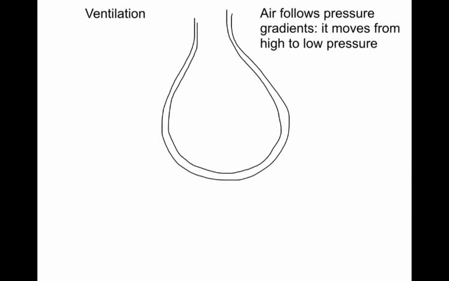Ventilation is the movement of air between the atmosphere and the lungs, and air follows a pretty simple rule. It moves from areas of high to low pressure. So let's look at the different compartments of the lung to see where these pressure gradients might exist.